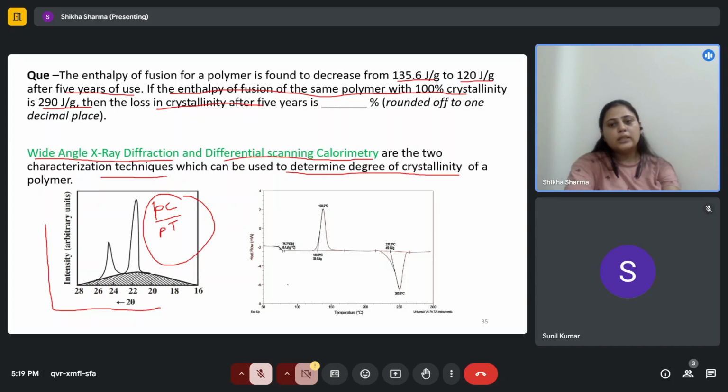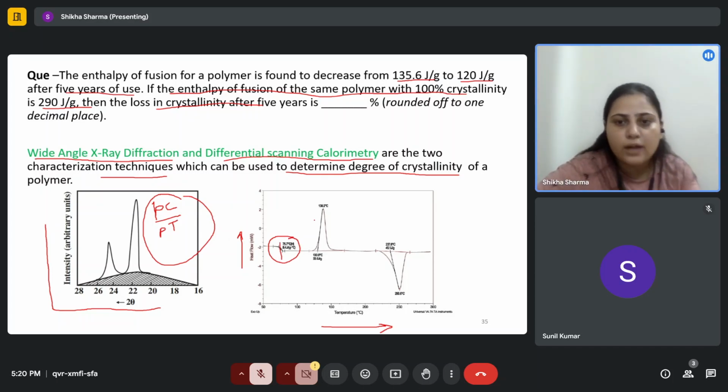And in case of the DSC, the second curve is the output of a DSC curve. In that, the x-axis is the temperature and the y-axis is the heat flow. So this is the glass transition point, the glass transition Tg value. Here it is Tc, which is the crystallization temperature, and last is the melting temperature.